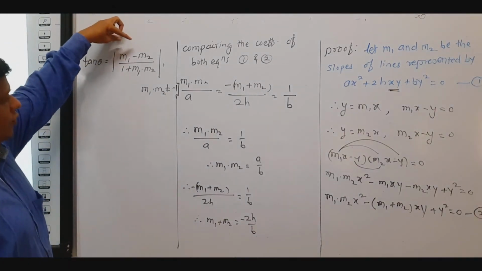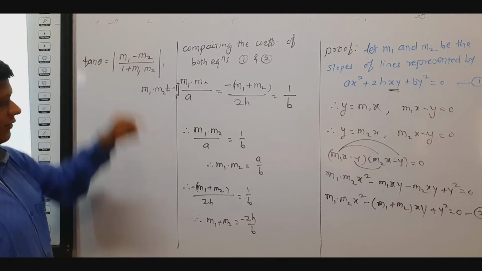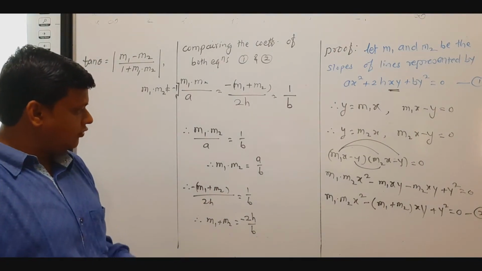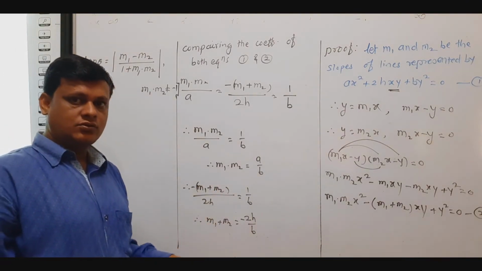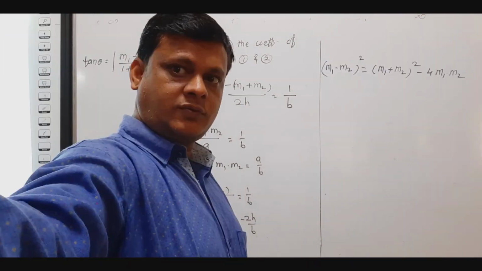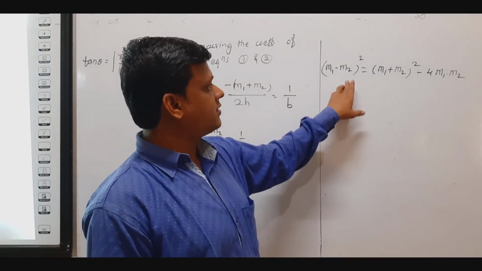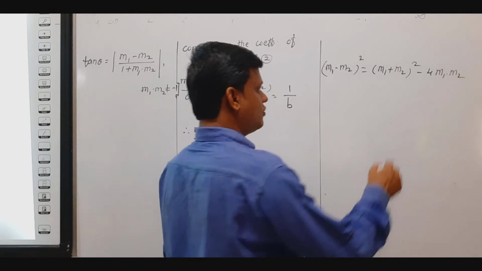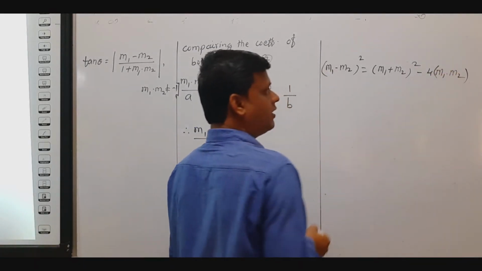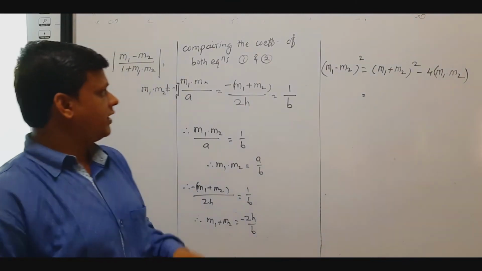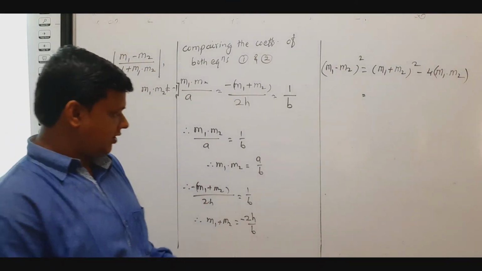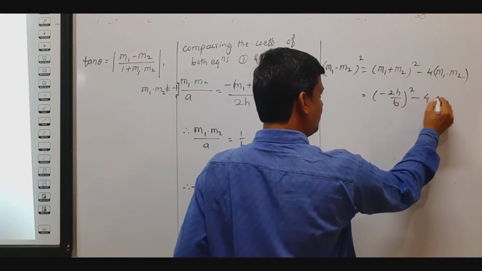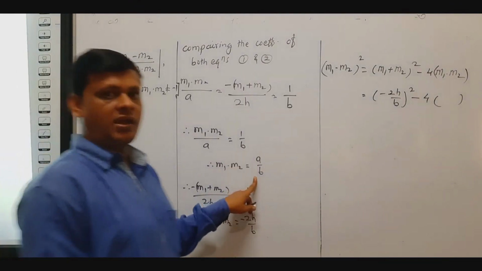So for this we have to find the value of m1 minus m2. We have the value of m1 into m2 and the value of m1 plus m2. So we use the formula (m1 minus m2) square equals to (m1 plus m2) square minus 4 times m1 into m2. Substituting the values, m1 plus m2 is minus twice h by b, so we write (minus twice h by b) square minus 4 times m1 into m2, where m1 into m2 is a by b.